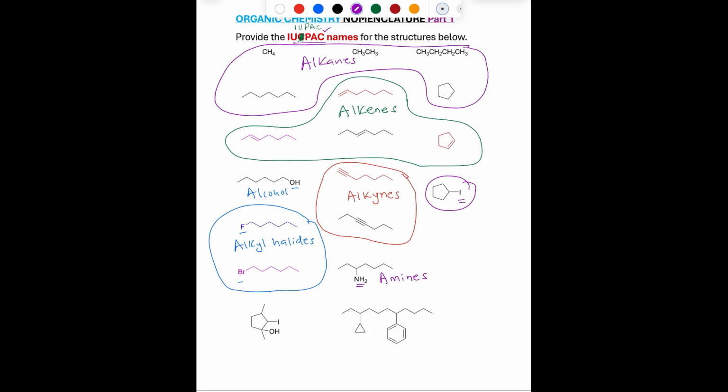And this is a more complicated molecule. It has an alcohol and it has an alkyl halide. This has a straight chain alkane, a cyclic side group, and a benzene ring, a phenyl ring, so an aromatic compound. This also has a mixture of functional groups. Now we'll go ahead and name each of these molecules.